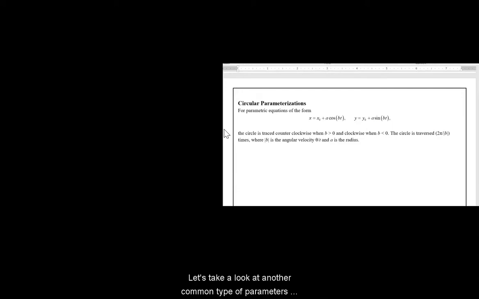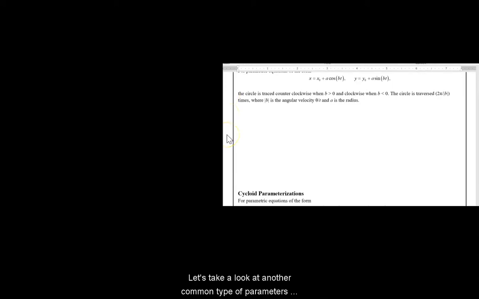Let's take a look at another common type of parameterization called a cycloid. The cycloid gets its name from basically, well, bicycle wheels. Or you could think of them also as unicycle wheels, but I've never been able to ride a unicycle. This is what the parametric equation of a cycloid looks like. This is a very common function type to study in polar curves, has lots of natural applications in the real world. You can imagine sort of what might happen.